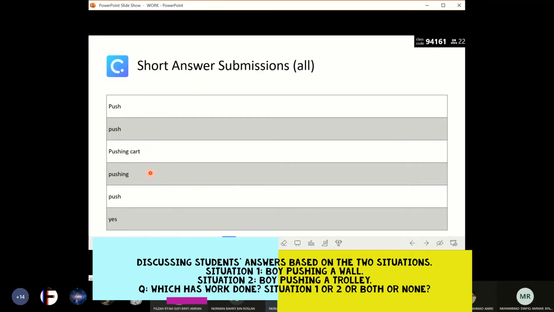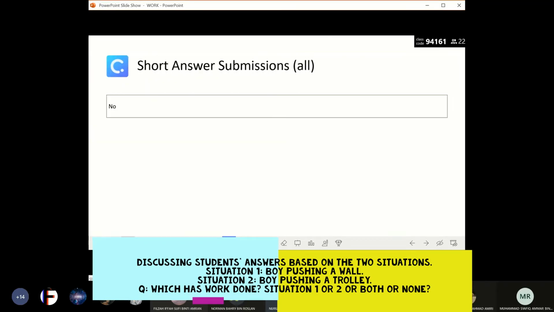Okay, pushing. Yeah, which pushing? Push, yes. This yes does not answer the question. Push, no. What does no mean? Does it mean there is no work being done at all? Okay. Push. Boys pull wall and down image push trolley. Okay, this is not the correct answer because this only tells us what the diagrams are about. It does not answer the question, it just explains what the picture is about. The question asks which has work being done, so you must tell which one.